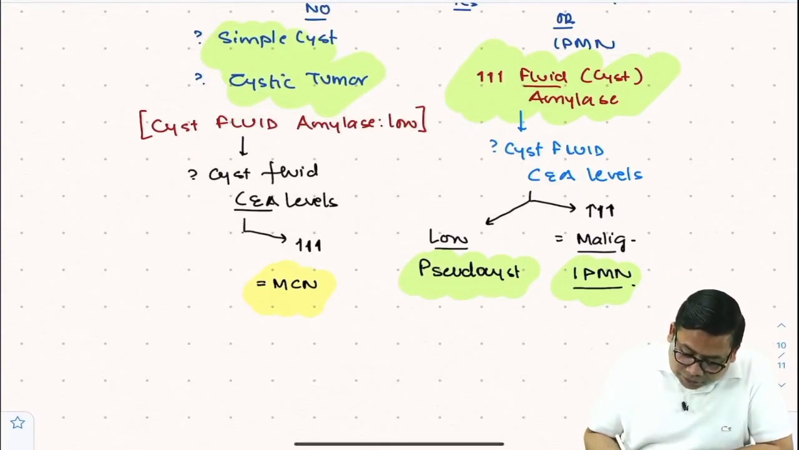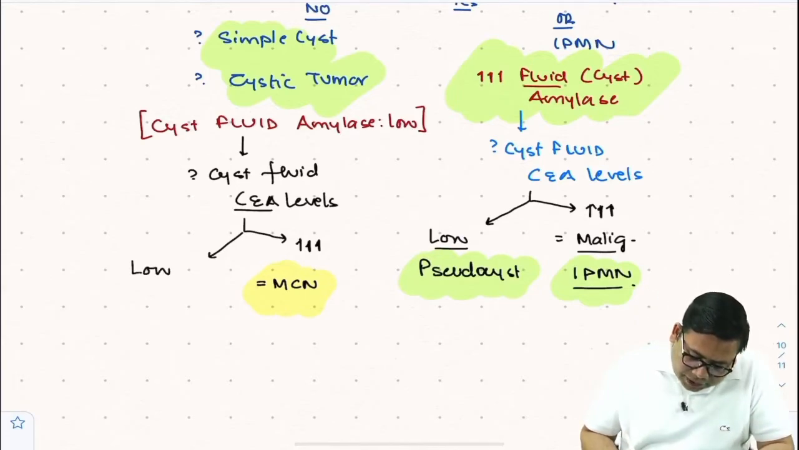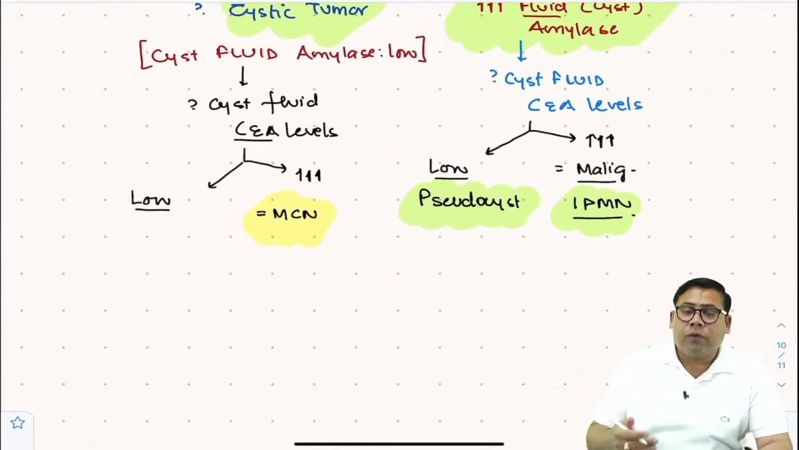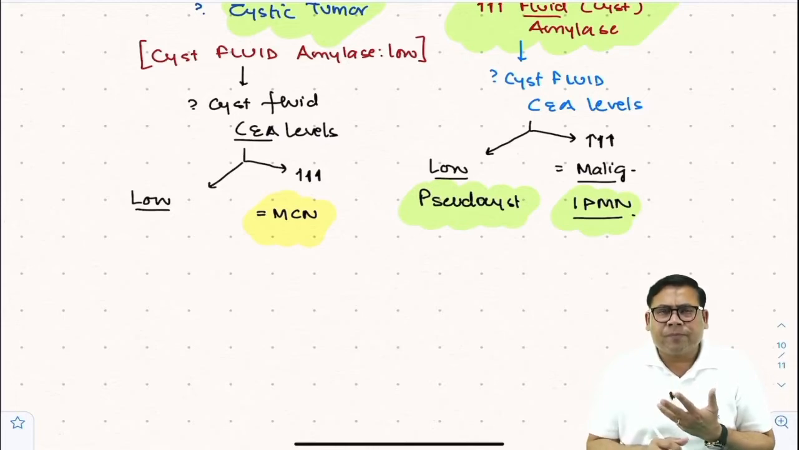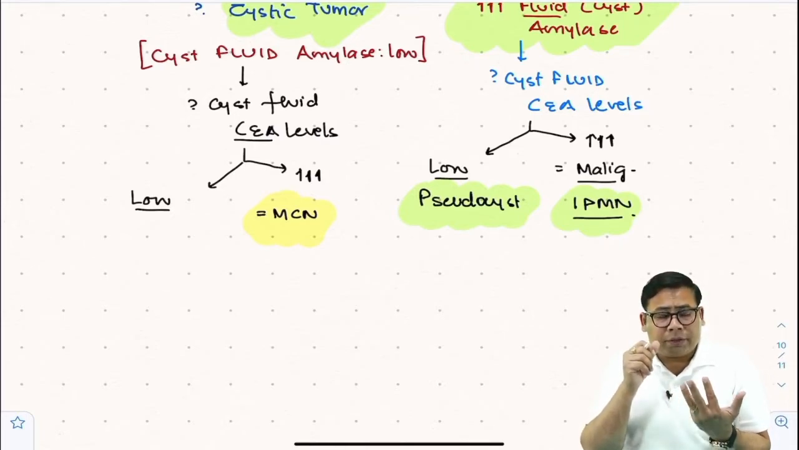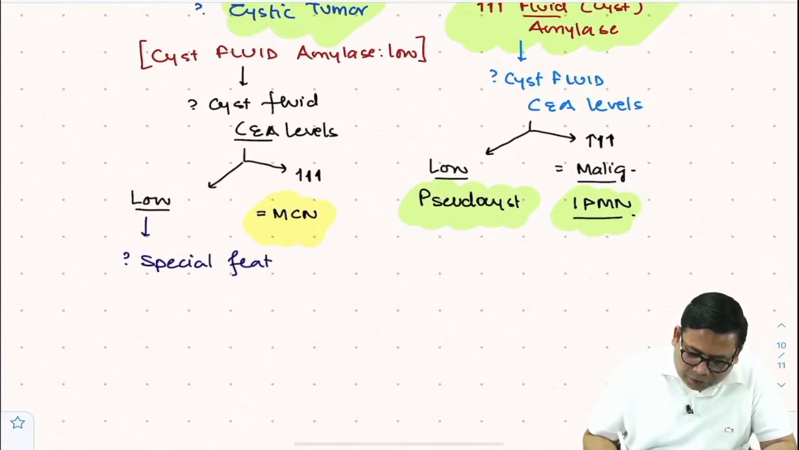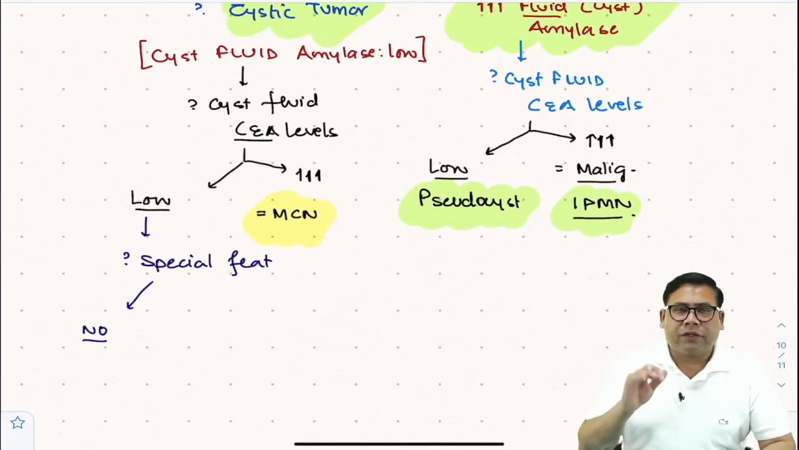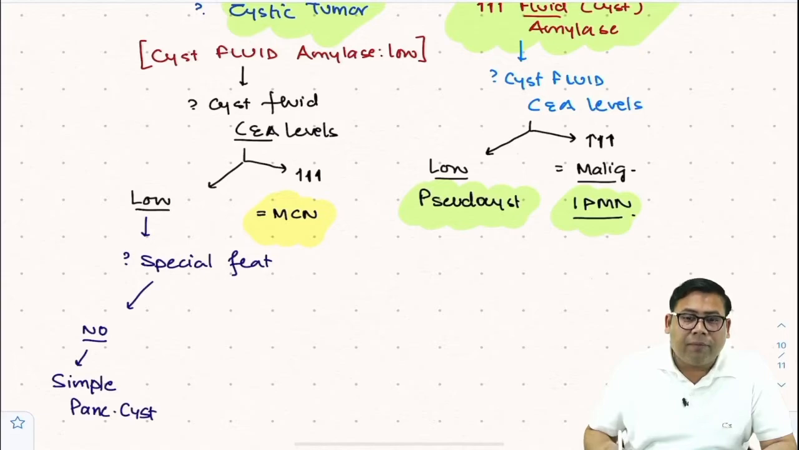Now, suppose the cyst fluid amylase level is also low and the cyst fluid CEA level is also low. Now you need to test for certain conditions. It could be a simple cyst, it could be a serous cystic neoplasm. So, now you need to look for special features. Is there any special feature? The answer could be no, there is no special feature. Neither the levels of CEA nor the levels of amylase are elevated. Therefore the diagnosis is simple pancreatic cyst. These are very important things.